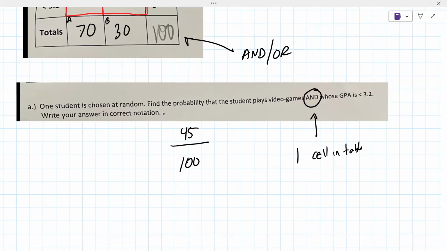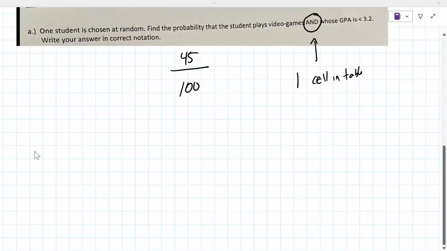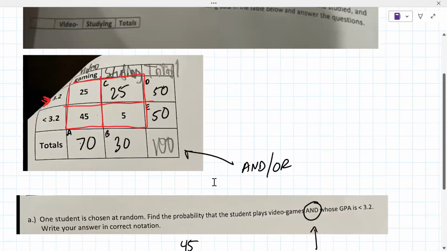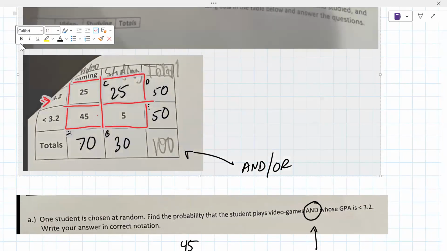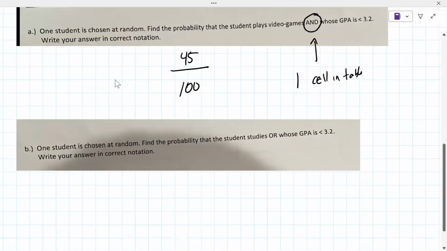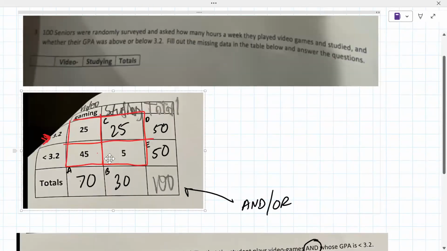Any questions on that before we move on to part B? No. Okay, all right, part B. One student is chosen at random. Let me grab the table again. Do you have the table in front of you? You filled this table out on your paper? I'm filling it out.